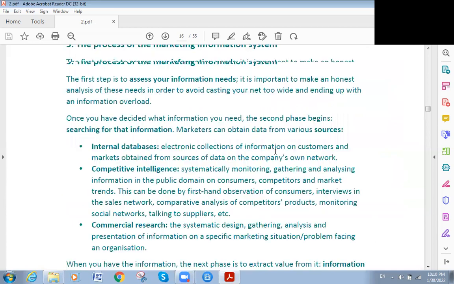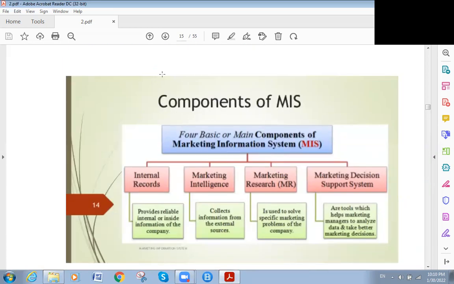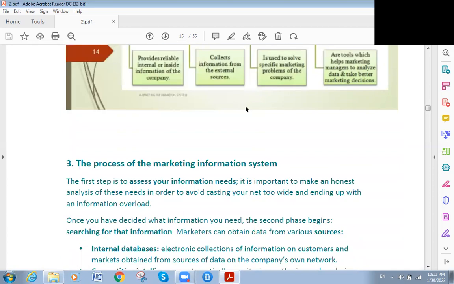And this is very important also. We will have a question about the components of marketing information system, because it is very important to know it. What are the components of marketing information system? This is a target question.